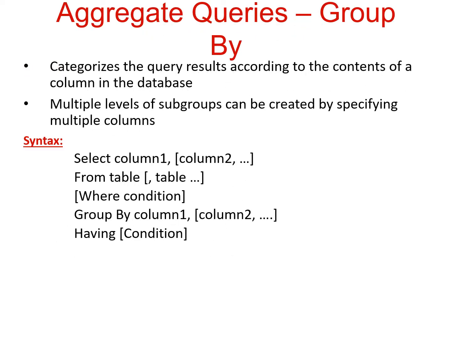Next is aggregate queries, GROUP BY. GROUP BY categorizes the query result according to the contents of multiple columns in the dataset. Multiple levels of subgroups can be created by specifying multiple columns. Syntax is SELECT column 1, column 2 as per your data FROM the table you are currently working with, WHERE condition, GROUP BY column name, HAVING with the condition.